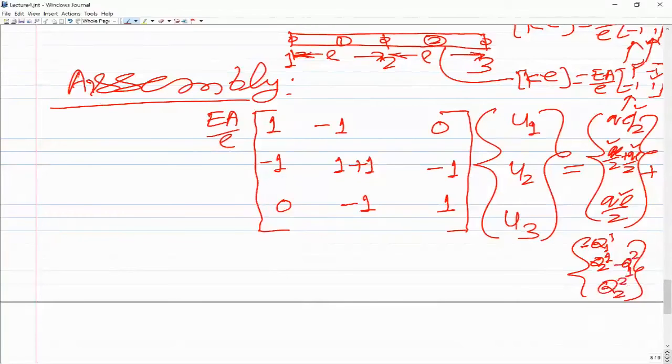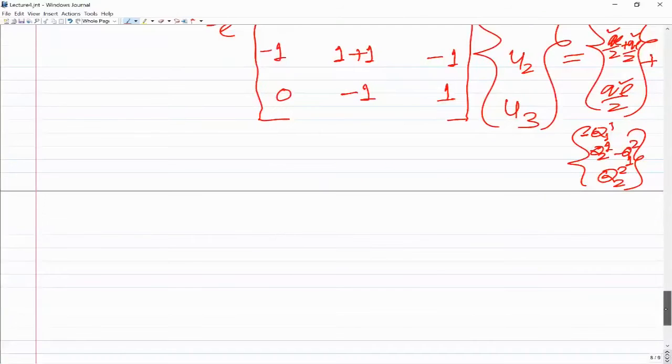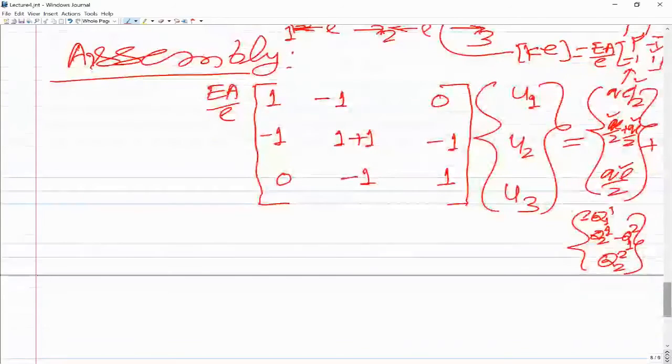You would have learned this, but I wanted to demonstrate that this is how you enforce the element level governing equations. So now this is the system level equilibrium equation for the system as a whole, the system consisting of two elements.